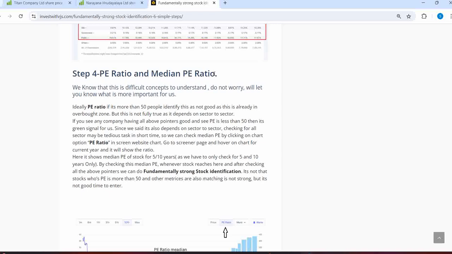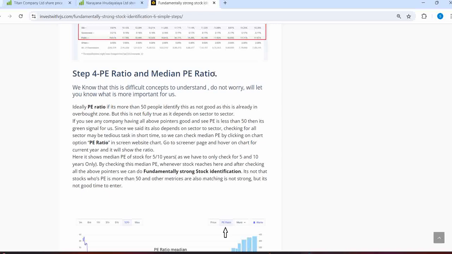And mainly we cannot always go with this PE ratio, whether it should be less than 50 or more than 50, because some sectors will always be greater than 50, like the trending sectors, like renewable energy now, or the government sectors. You cannot get an entry in those because they are already overbought.